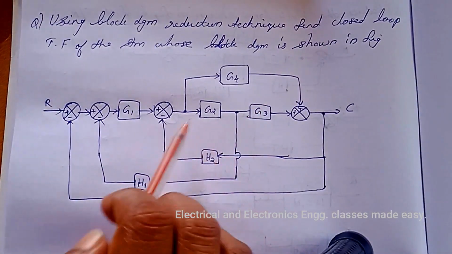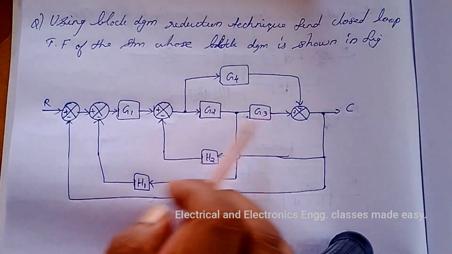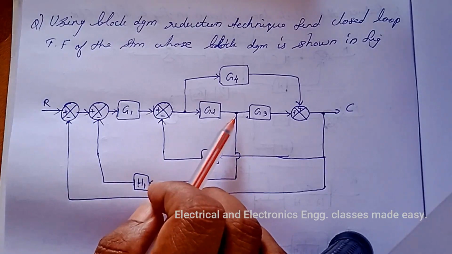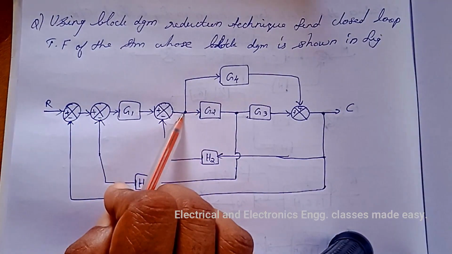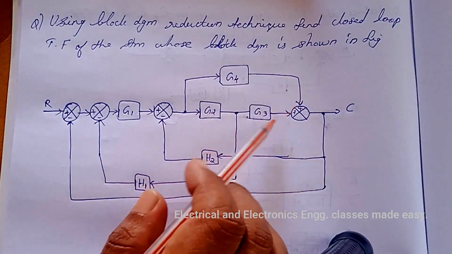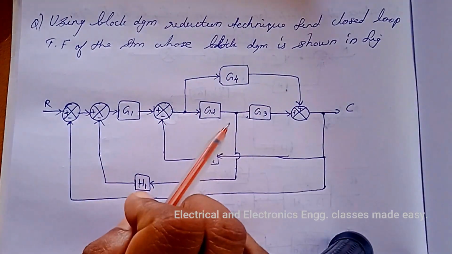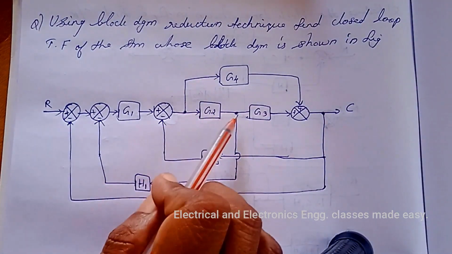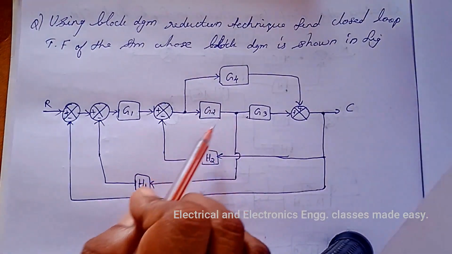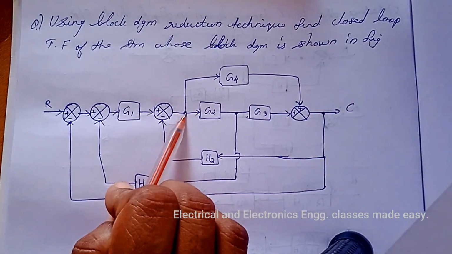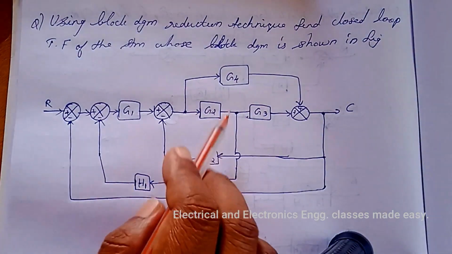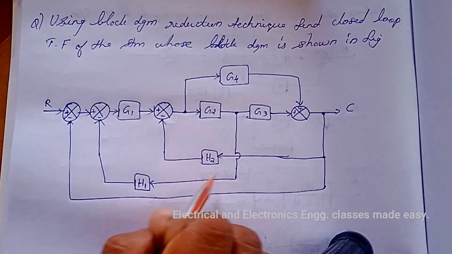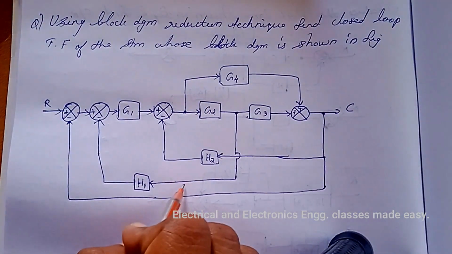So here, if we change this branch point to this point, then we will get a parallel path here. So first of all change this branch point to this side. Then by changing the branch point to this side, we have to add a block with the transfer function of the same, that is G2 we have to add here.